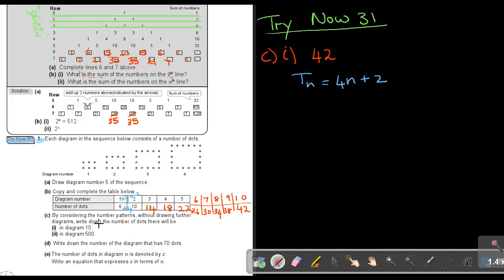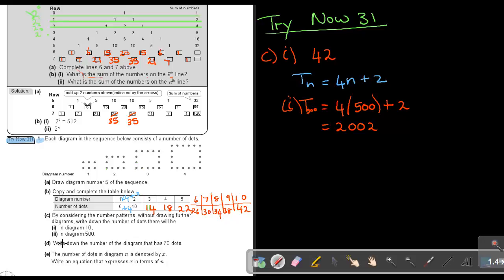For the second one, it's going to be 4 times 500 plus 2. That's going to give me an answer of 2002. That is T500.